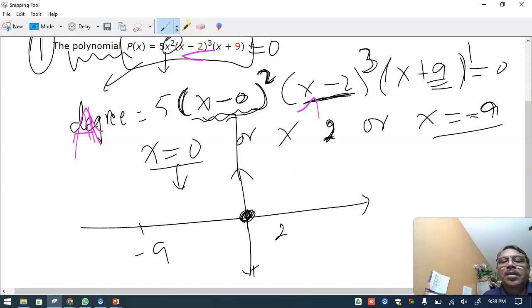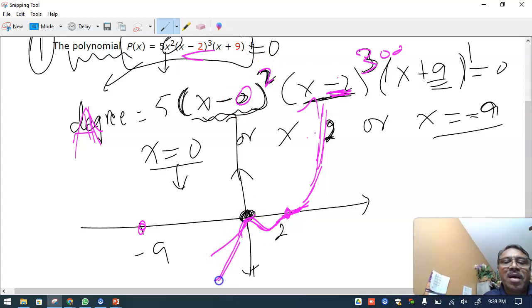So these are the three points. It starts from the bottom because at 2 there is a 3, and that's odd. Because it's odd, it has to cross, but it flattens a little. So it goes this way and flattens a little here, and then at 0, the multiplicity is 2, so it takes a turn like this and maybe goes down. We don't know how far it goes down, but it has to cross.